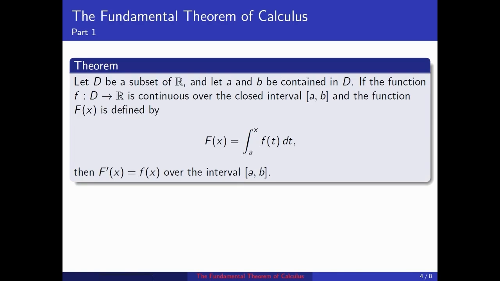On to the first part of the fundamental theorem of calculus. Let D be a subset of the real numbers, and let A and B be contained in D. If the function f from D to the real numbers is continuous over the closed interval from A to B, and the function F is defined by F of x equals the integral from A to x of f of t dt, then F prime of x equals f of x over the interval from A to B. This theorem establishes a relationship between derivatives and integrals, showing that it is possible to find the original function using the derivative function.